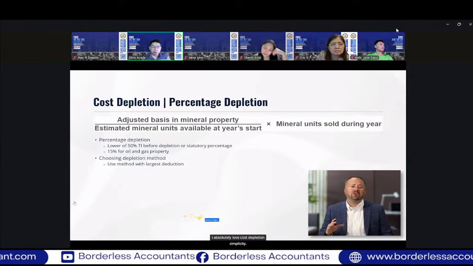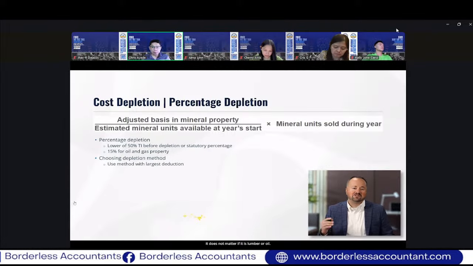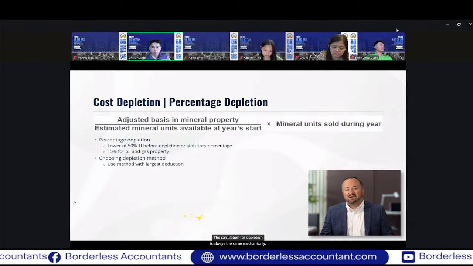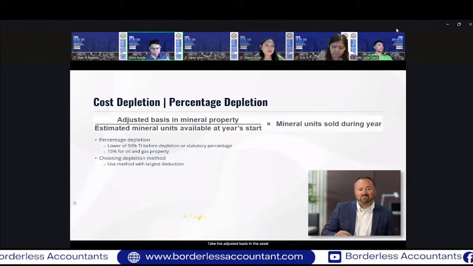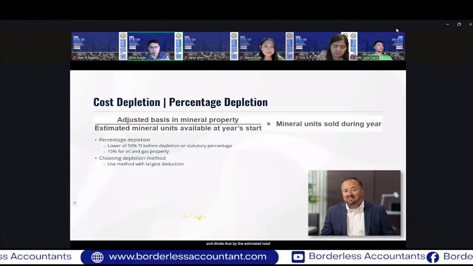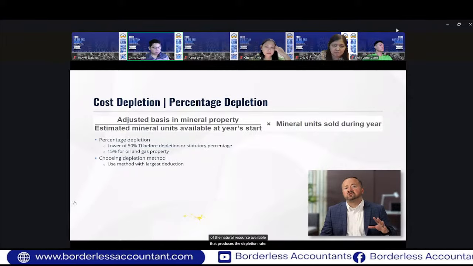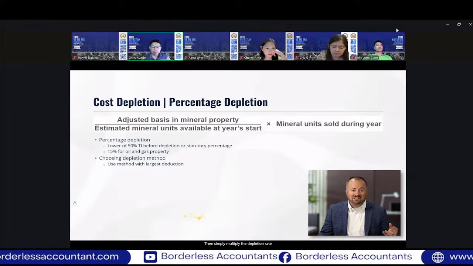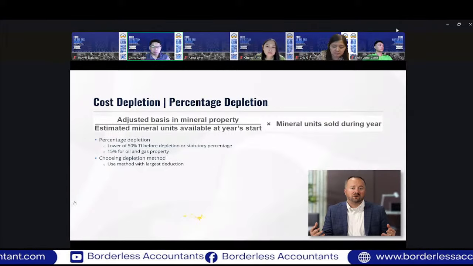I absolutely love cost depletion's simplicity. It does not matter if it is lumber or oil. The calculation for depletion is always the same mechanically. Take the adjusted basis in the asset and divide that by the estimated total of the natural resource available. That produces the depletion rate. Then simply multiply the depletion rate by the total amount sold to determine the depletion.